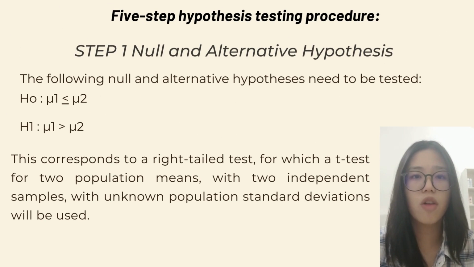There are 5 steps of the hypothesis testing procedure. The first step is to state the null and alternative hypothesis. The following null and alternative hypotheses need to be tested. H0 is mu1 smaller than or equal to mu2. H1 is mu1 greater than mu2. In conclusion, this corresponds to a right-tail test for which a t-test for two population means with 2 independent samples with unknown population standard deviations will be used.